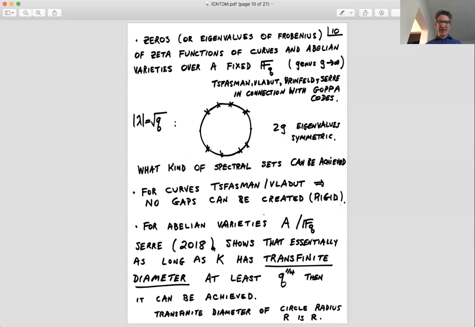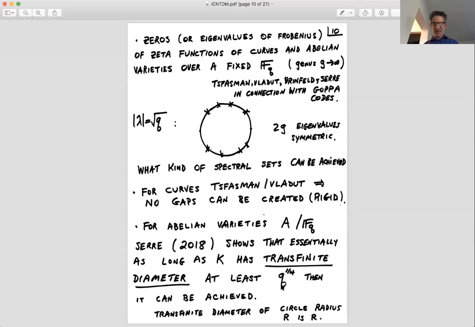On the other hand, for abelian varieties, which are much more general than curves over the finite field, Serre recently answered this question. He shows that if you have a compact subset of the circle and you try to create all the eigenvalues to lie inside that subset by an infinite sequence of abelian varieties over the finite field with larger and larger dimension, then you can do that essentially if and only if the transfinite diameter of this closed set of the circle is at least Q to the quarter. I'm going to define transfinite diameter right now. The transfinite diameter of a circle of radius square root Q is square root Q.